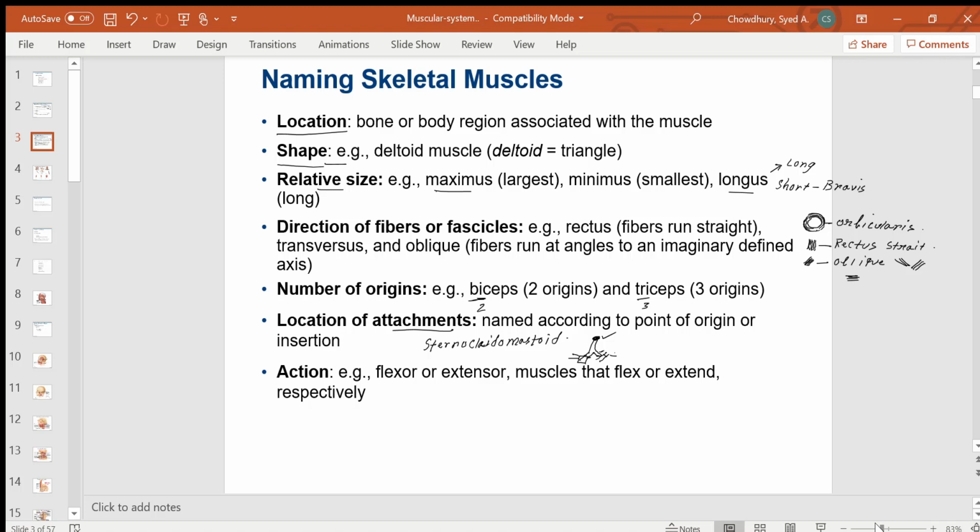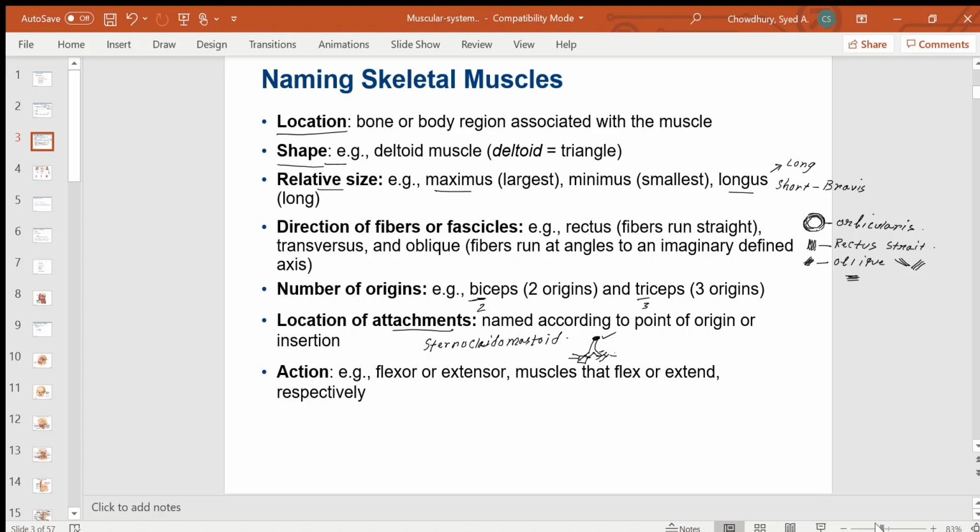Action. Many muscles are named by their actions. Flexor. You will see a number of flexor muscles like flexor carpi ulnaris, flexor carpi radialis, flexor digitorum. Also extensors. Those muscles cause extension. Some of those muscles are named as extensor, for example, extensor digitorum, extensor carpi radialis, extensor carpi ulnaris.